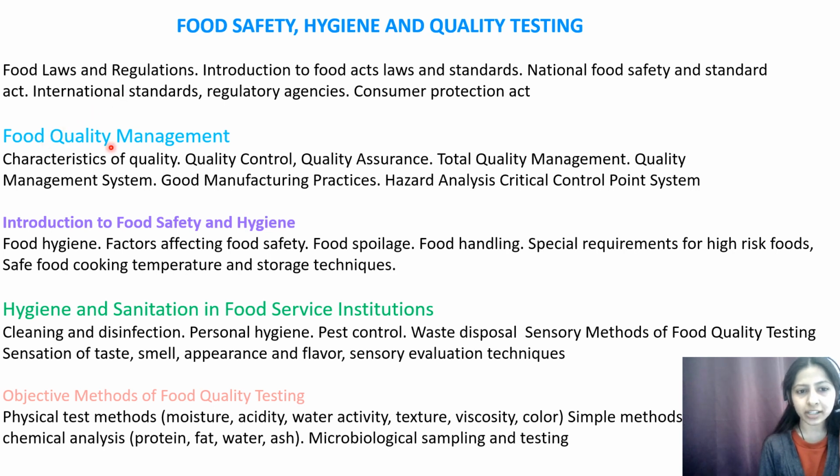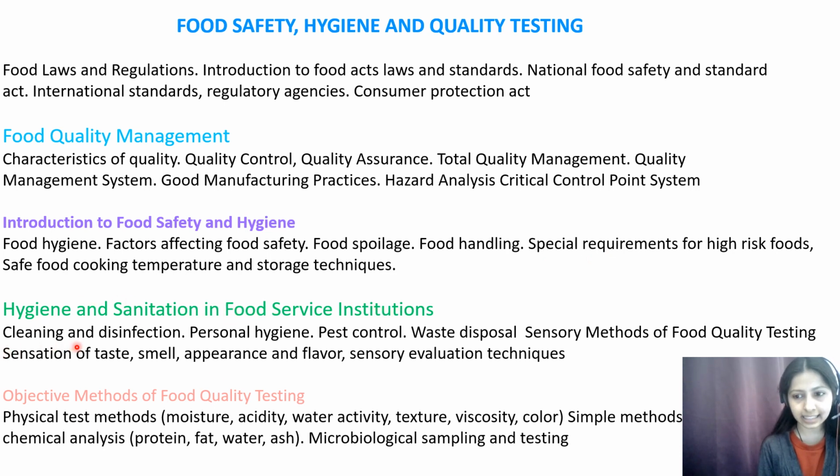Next, that is food quality management. So in this, quality control, quality assurance, then TQM, then what is HACCP, GMPs, HACCP के 7 principles, ये सब आप देखकर जाइएगा. Introduction to food safety and hygiene. So over here, factors affecting food safety, food spoilage, food handling methods, then special requirements for high risk foods in hygiene, sanitation and food service institutions.